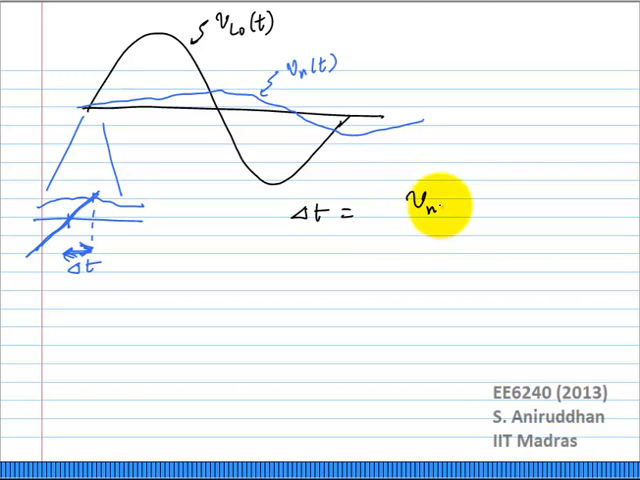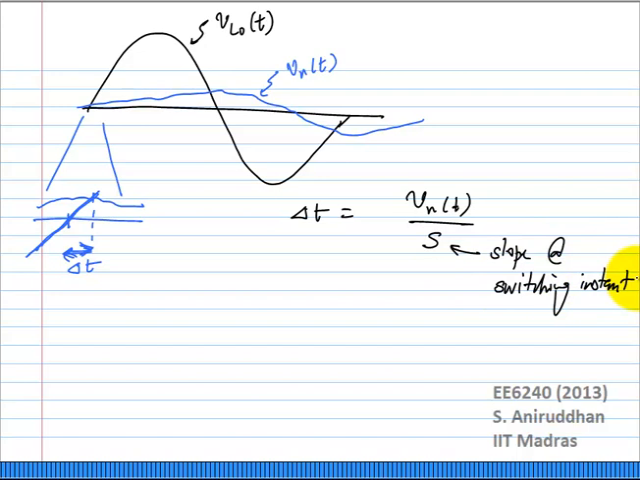So delta t, I can write it as Vn of t over the slope of the curve at the zero crossing. How do I find out the slope of the curve at zero crossing? That will depend on the kind of waveform you are using. Okay, if you assume the voltage is a sinusoid, it is very easy to calculate that slope. This is the slope at the switching instant. Okay, how does this get translated into the output current?